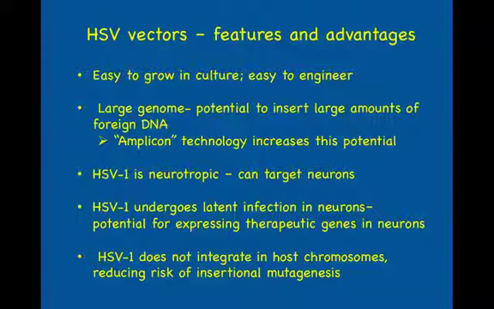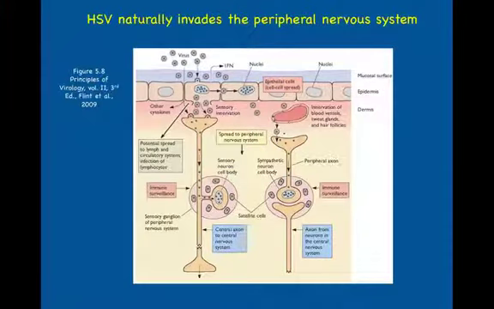Neurotropic means you can target neurons, but the flip side of that is that it's probably hard to target non-neuronal cells. It undergoes latent infection in neurons, so you can express these genes in the neurons. And insertional mutagenesis, again, is a good thing to avoid if you can, because it doesn't matter if you fixed a disease if you just cause cancer, because people will not be happy with you.